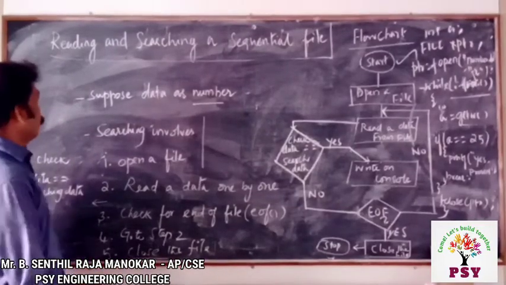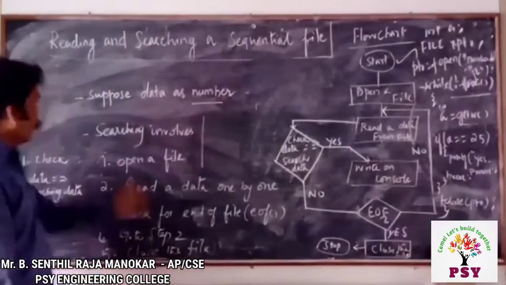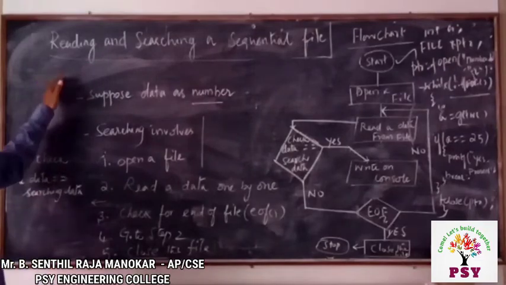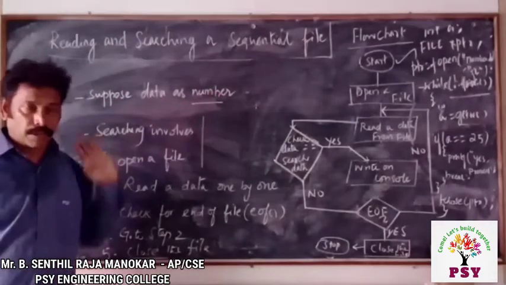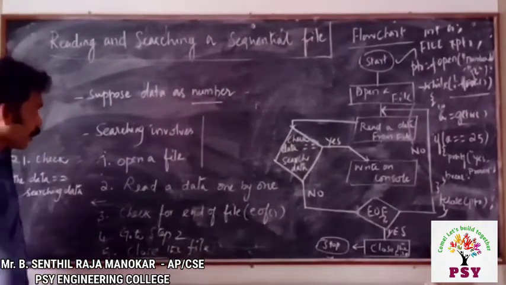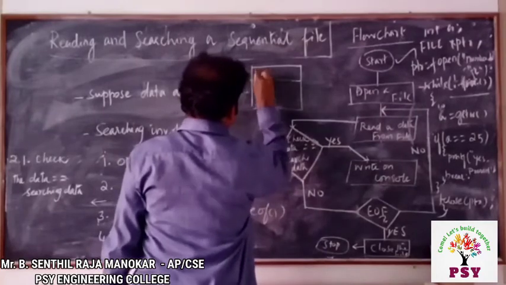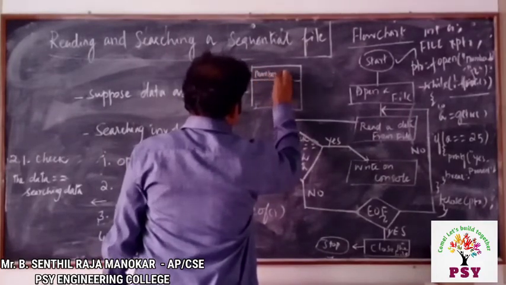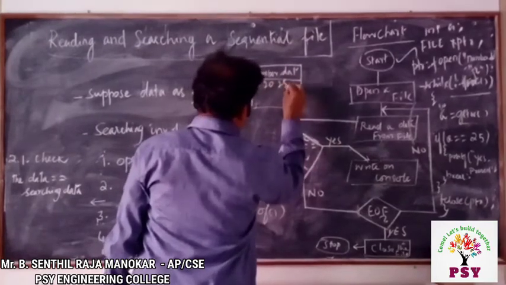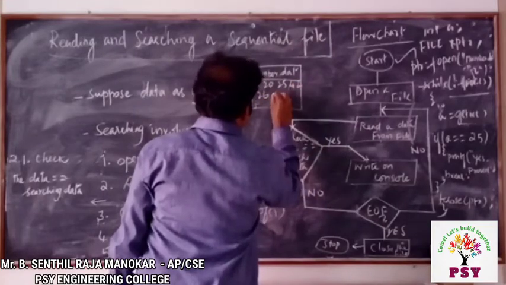Previously we had a discussion about reading a sequential file. Now we are going to look at searching a sequential file. As you all know, the data is nothing but numbers, for both reading and searching operations. Definitely we have one important file, number.dat, where we have the values 10, 20, 25, then 42, 26. End of file.